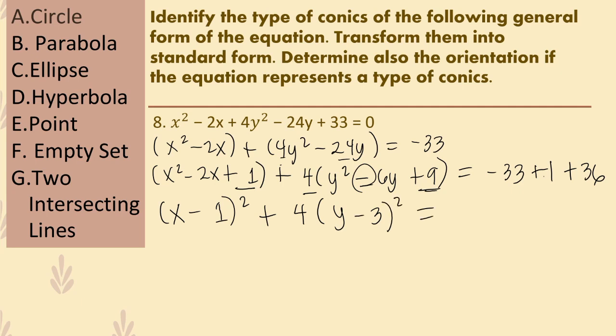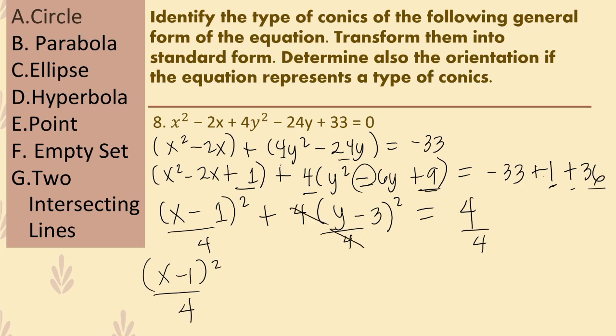Is equal to, so 36 plus 1 is 37. Minus 33 is equal to 4. So, divide both sides by 4. So, it becomes x minus 1 squared over 4. Then, this will cancel out. Plus y minus 3 squared is equal to 1.